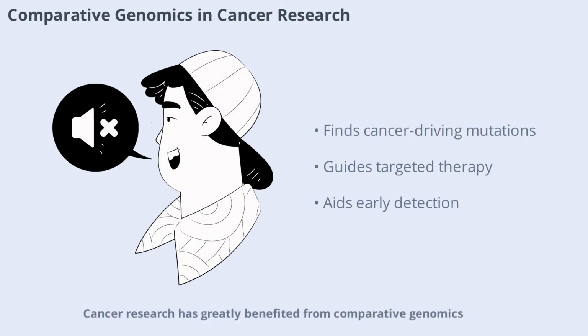Cancer research has greatly benefited from comparative genomics. By comparing the genomes of cancerous and normal cells, scientists can identify mutations and genetic alterations that drive tumor growth. This information is crucial for developing targeted therapies, early detection methods, and personalized treatment plans. Comparative genomics also helps in understanding why certain cancers are more prevalent in specific populations, guiding public health strategy.